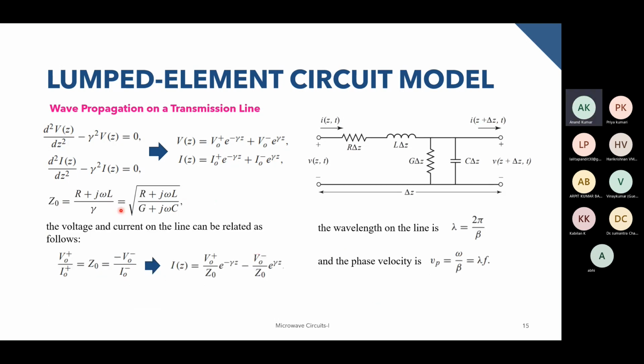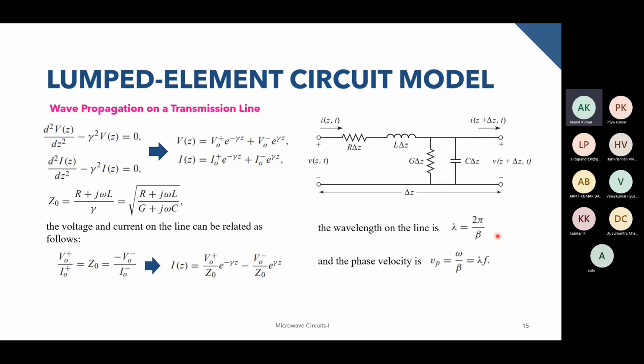Now, once we have defined the characteristic impedance, we can give the expression for the incident voltage and current, and reflected voltage and current, in terms of the characteristic impedance. And using this Z naught, we can again write the expression for the current in the transmission line in terms of the incident voltage and the reflected voltage.